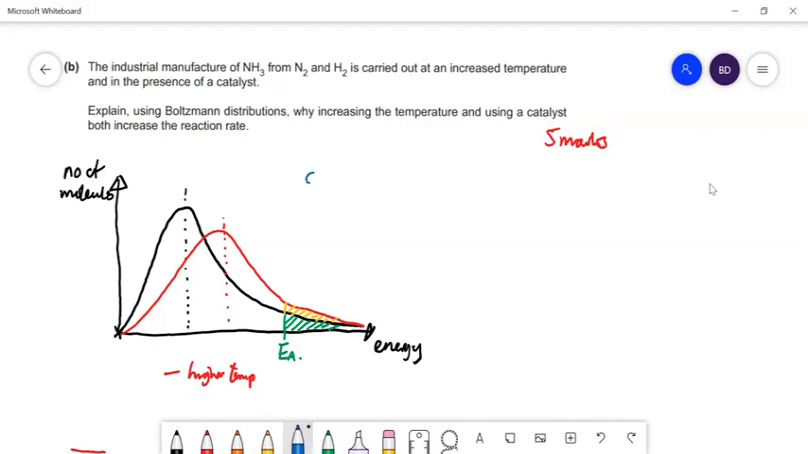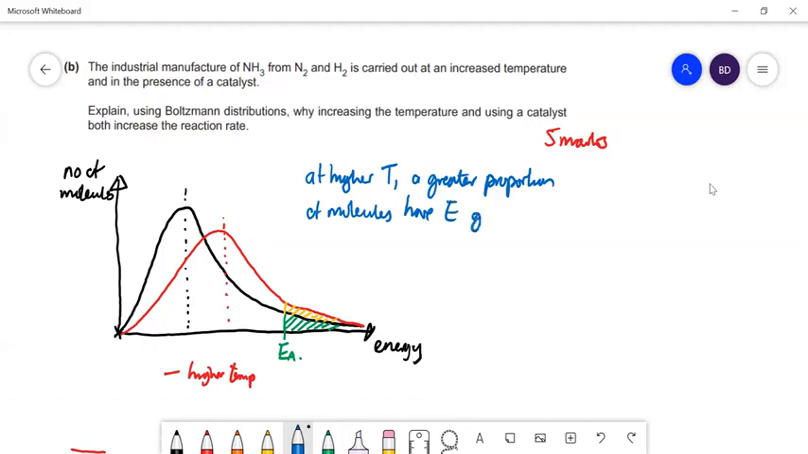And let's write that down. Have energy greater than the activation energy. So the rate of reaction, so more of the collisions are going to be effective. Now we need to talk about the catalysts. Okay, so it's the easiest to draw the diagram for that one.